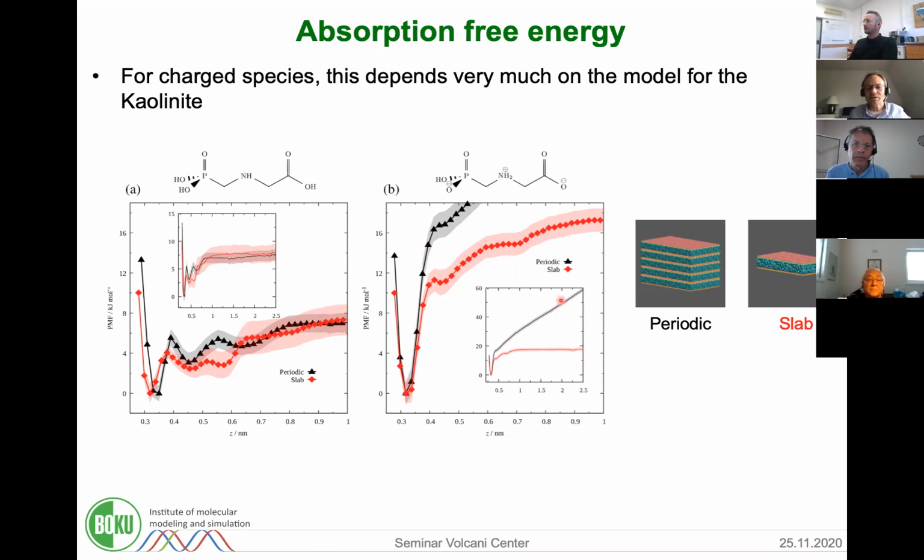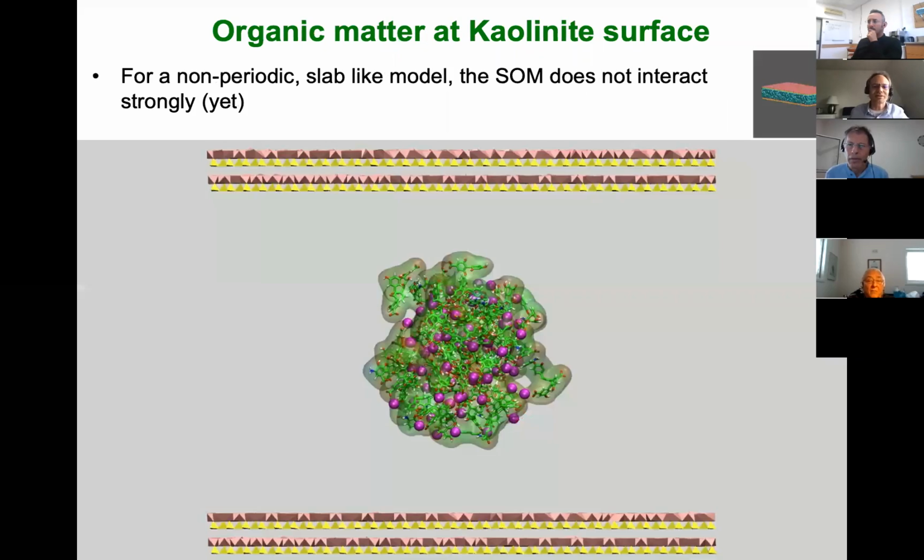What we also see here is the difference between the periodic and the slab system. The black curve is representative of the periodic system, and this is possibly an artifact of the simulation, because as I pull it away, it starts to see the next layer and the next layer and the next layer. So I have a continuous flow and a continuous rising free energy. In the slab system, it actually levels off to a constant value. And this is also what is still hampering a little bit our efforts now to put everything together.